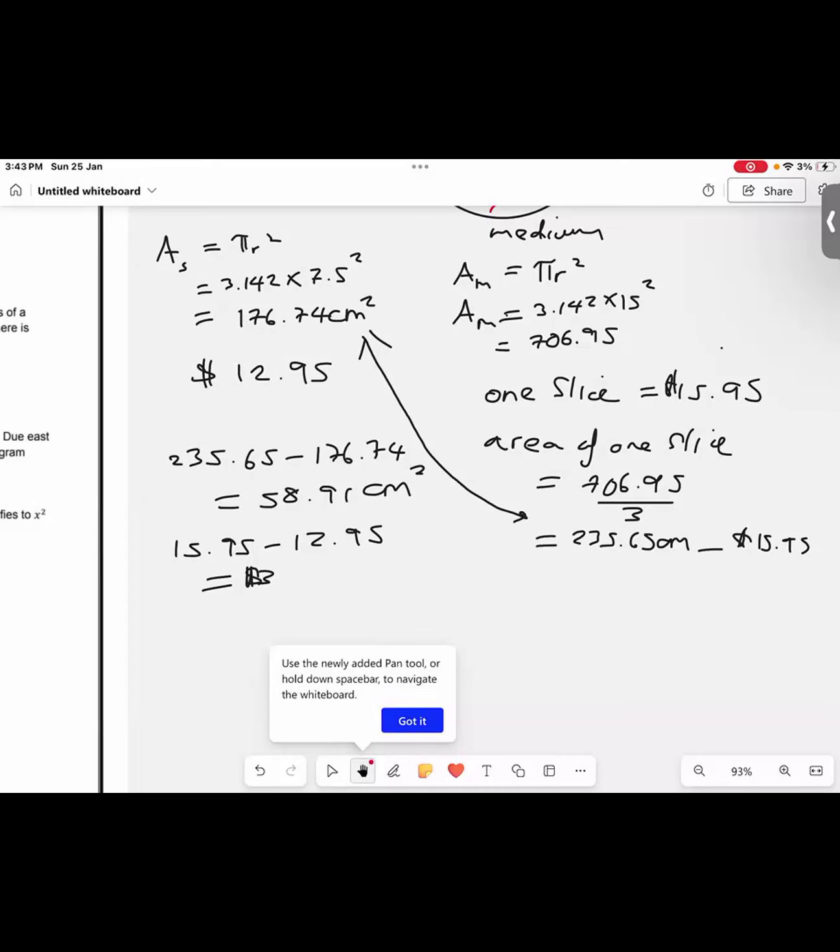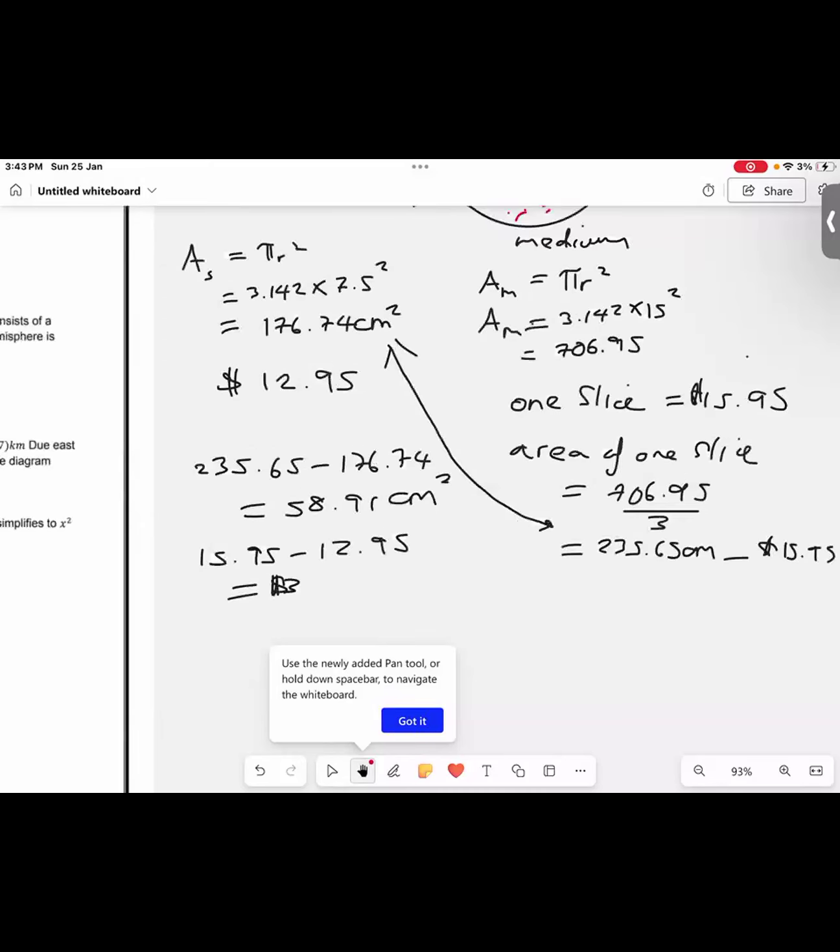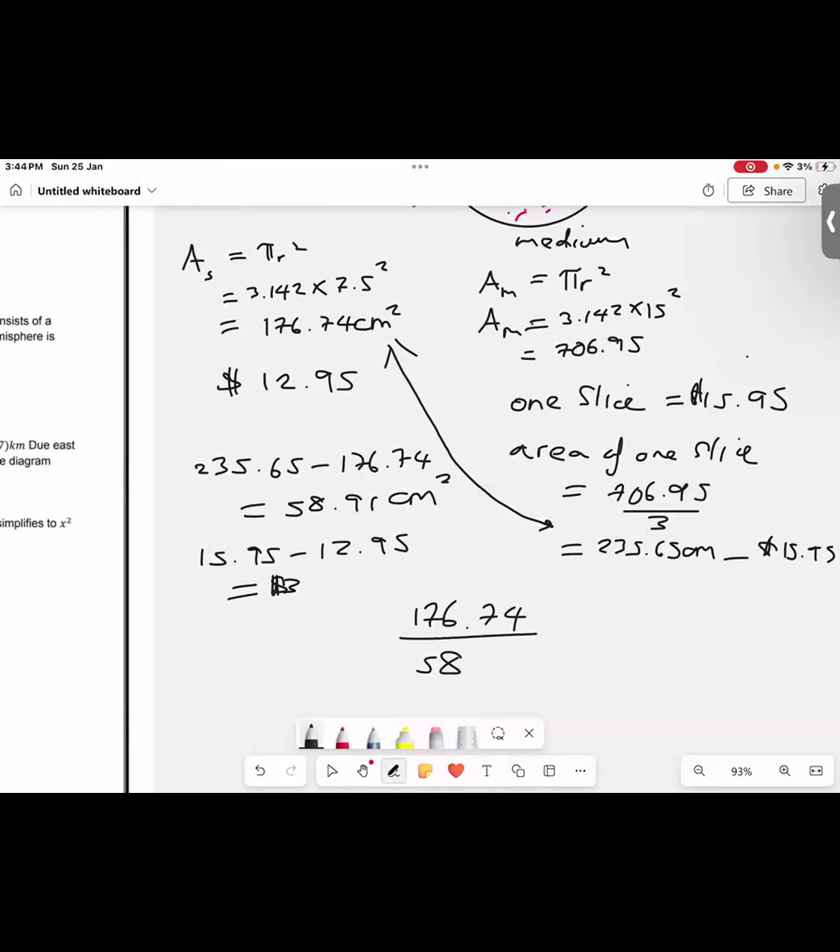So now, what we're going to do is take the 176 here, which is the area of the whole small pizza, and divide it by the amount extra that we're going to get. How much more of this area will go into the large one?